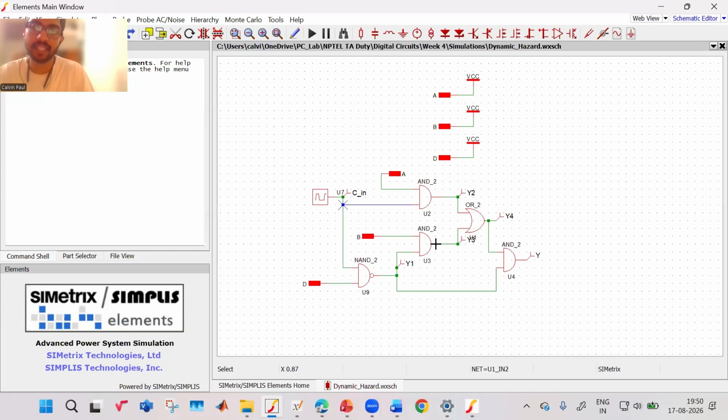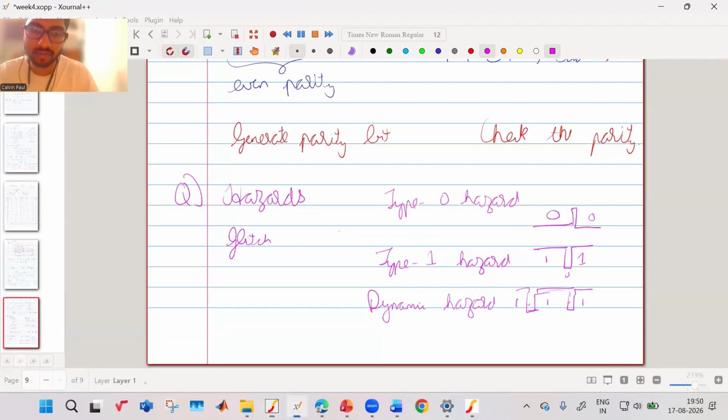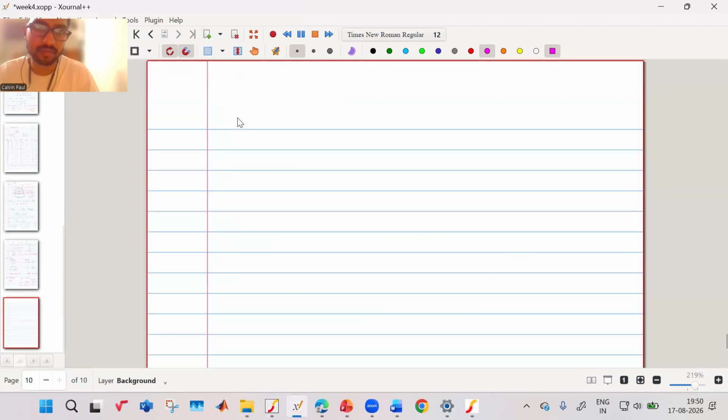You have AND gates, you have an OR gate, you have a NAND gate, you have an AND gate. Because A, B, D are 1 and only C is changing from 0 to 1, ideally the output Y should have only certain combinations. But let us see what is happening. Or let us better try to analyze the circuit first. So let us take this circuit example. How is this circuit?